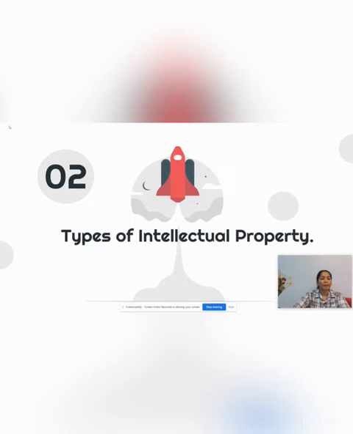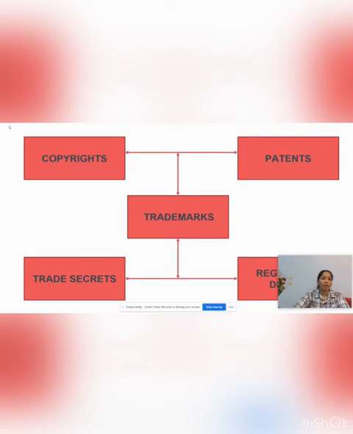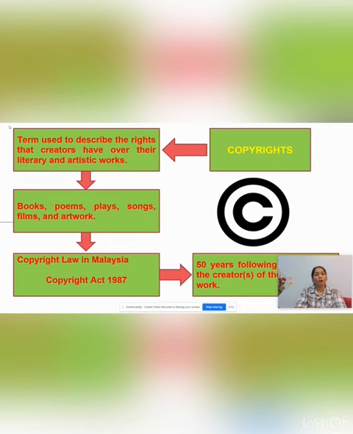Second, types of intellectual property. There are four types of intellectual property as I stated here: copyright, patent, trademark, and trade secret. Copyright is a legal means of protecting an author's work. It is a type of intellectual property that provides exclusive publication, distribution, and usage rights for the author.